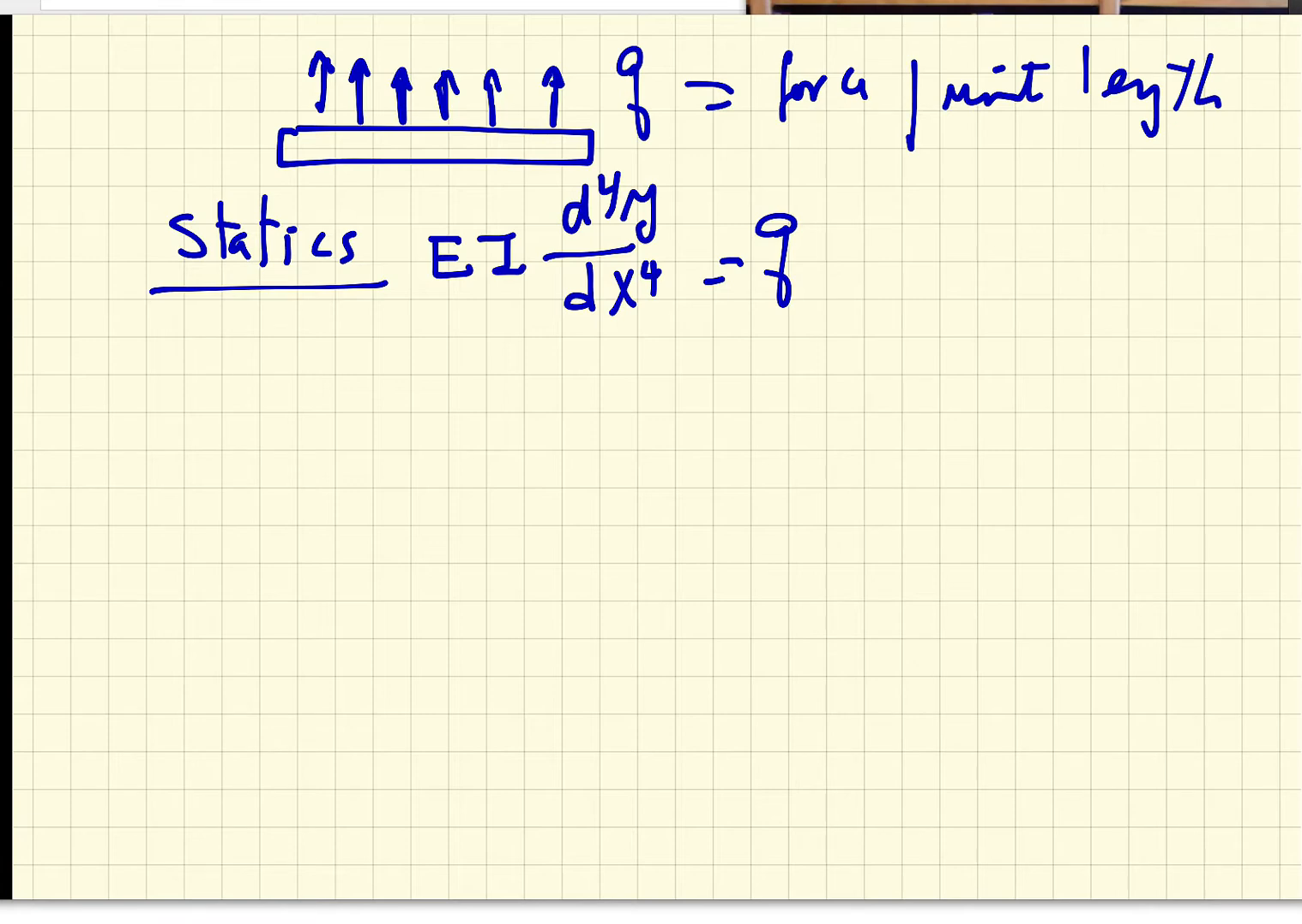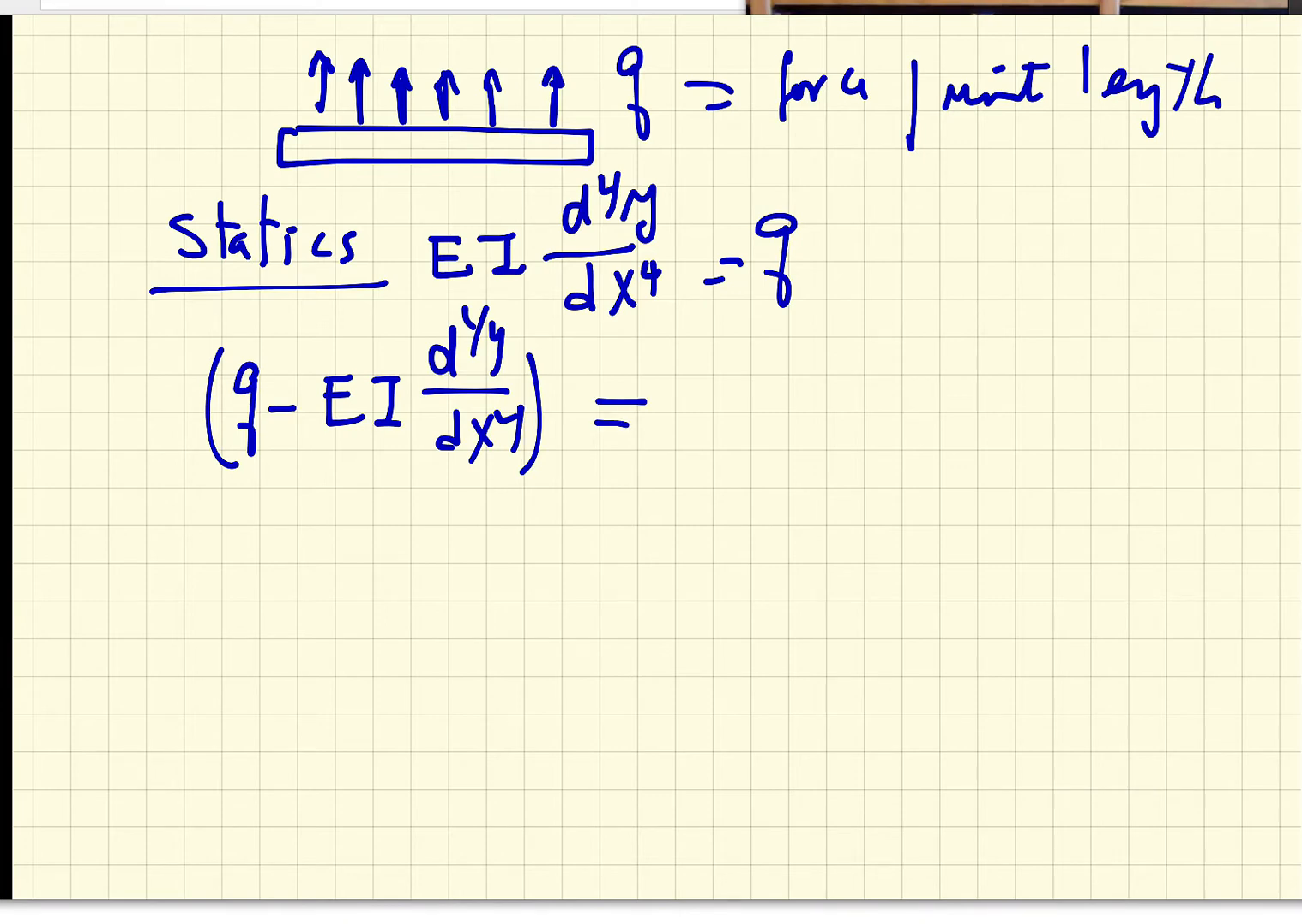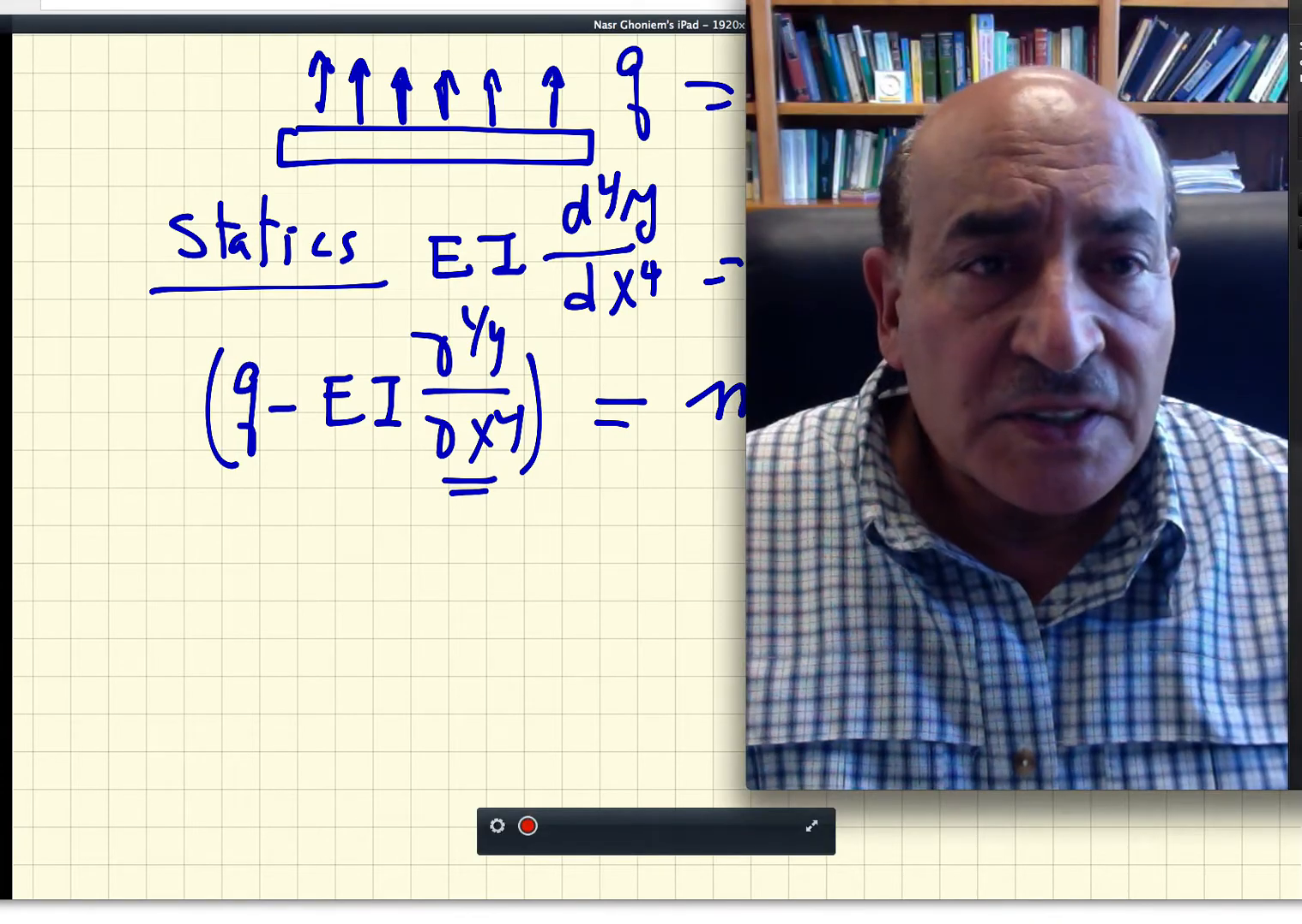Now, if there is an imbalance between these two forces, then we can imagine that we have an effective force, which is Q minus EI times d4y by dx to the power 4. This imbalanced force, if it is dynamic, should be equal to the mass times the acceleration. In this case, the acceleration is d2y by dt squared. And we have to switch from ordinary derivatives to partial derivatives because we have time and space on both sides. So this is the basic equation that we have to solve for shaft vibration.